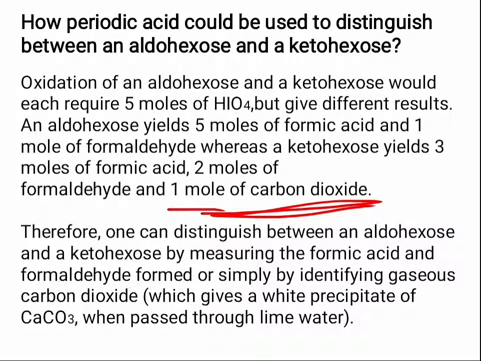Therefore, one can distinguish between an aldohexose and a ketohexose by measuring the formic acid and formaldehyde formed, or simply by identifying gaseous carbon dioxide, which gives a white precipitate of calcium carbonate when passed through lime water. So you can easily detect this carbon dioxide, and from that you can say which one is the ketohexose.